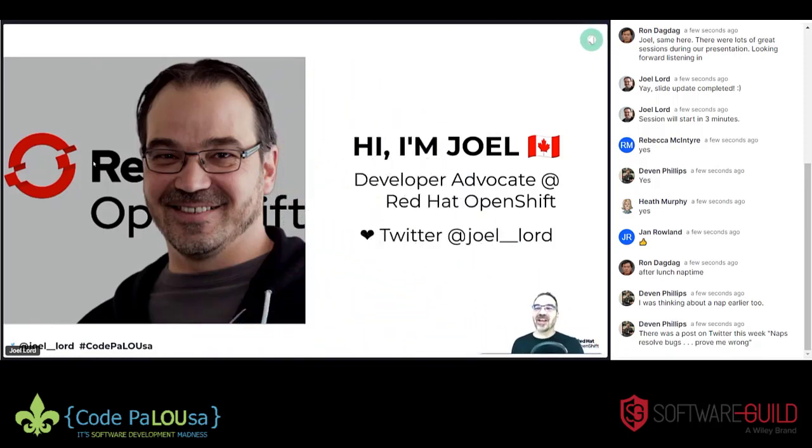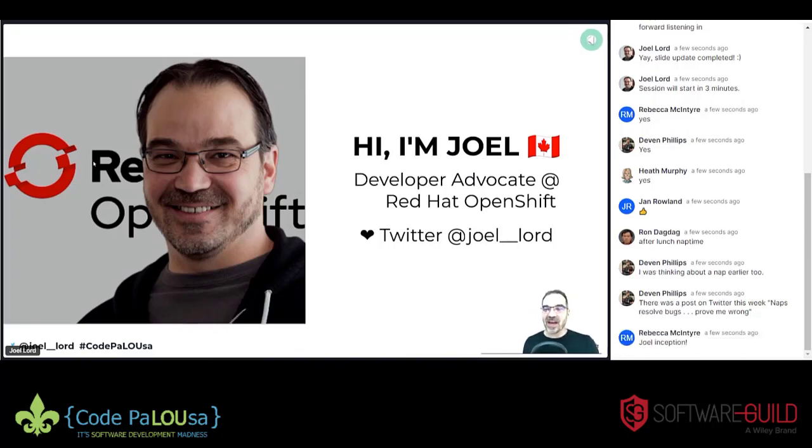My name is Joel. I am a developer advocate at Red Hat OpenShift. I am based in Ottawa, Canada. For those who don't know me, it's Joel Lord. So that's the small French Canadian accent you might have noticed there.